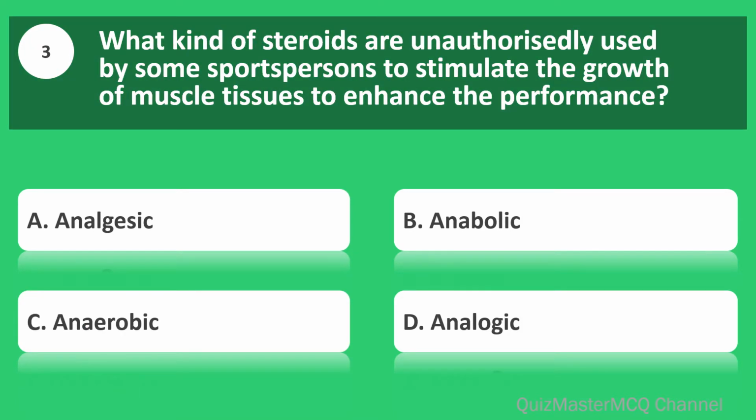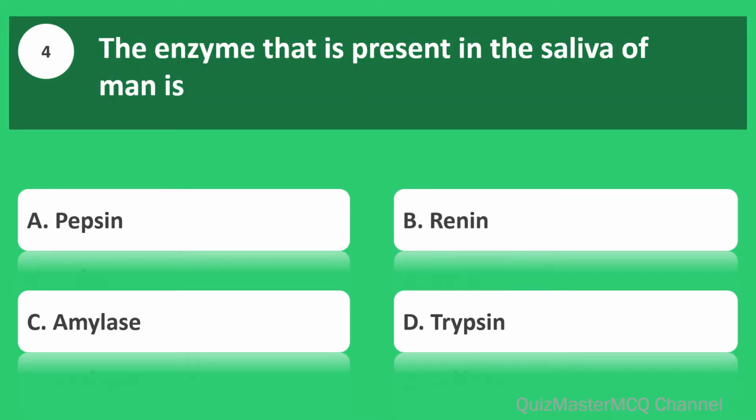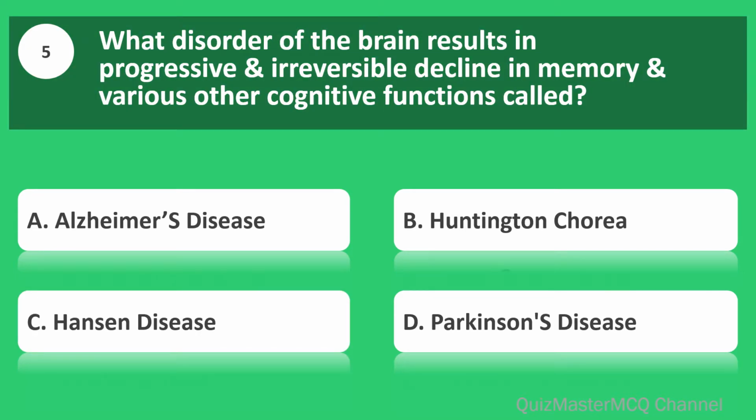What kind of steroids are unauthorizedly used by some sportspersons to stimulate the growth of muscle tissues to enhance the performance? Anabolic. The enzyme that is present in the saliva of man is amylase. What disorder of the brain results in progressive and irreversible decline in memory and various other cognitive functions called Alzheimer's disease?